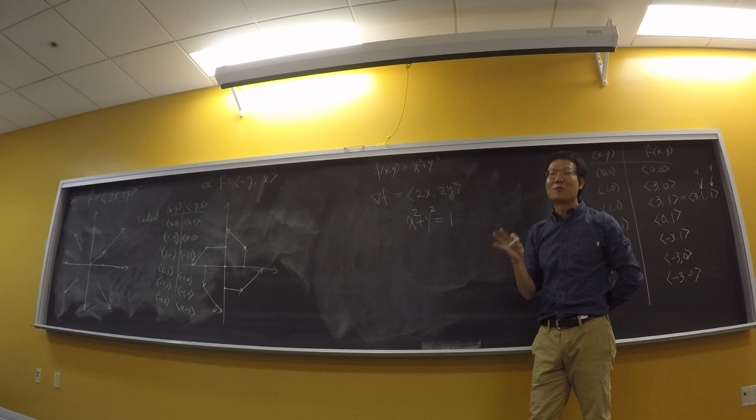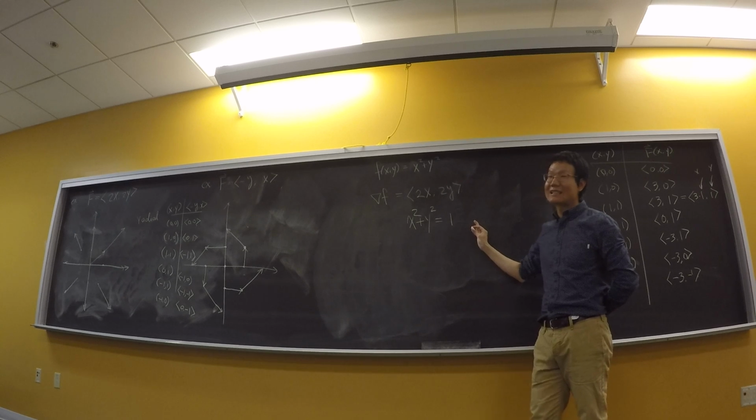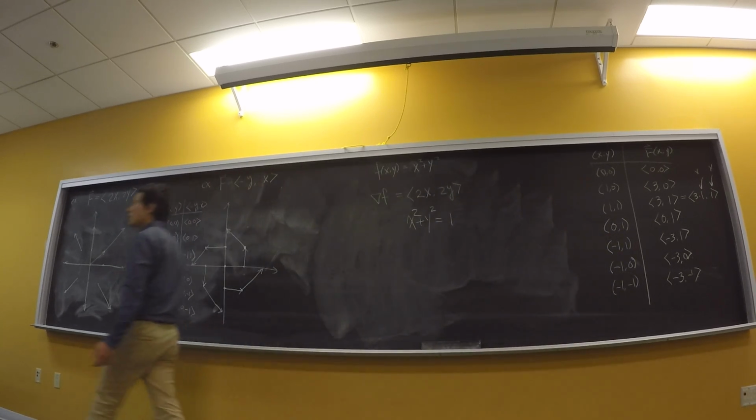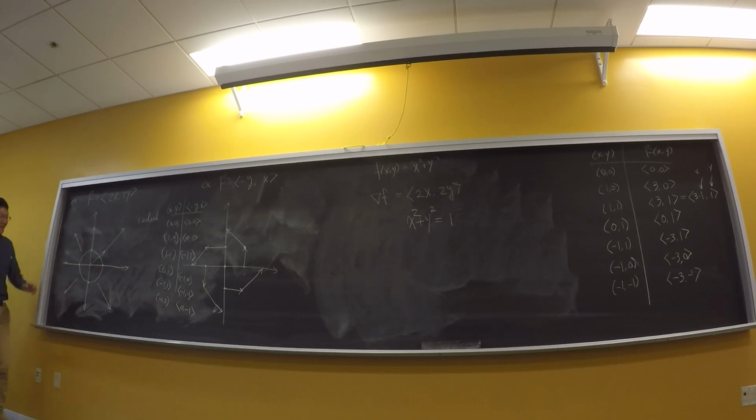So now I ask you, what do we mean by a radial vector field? If a vector field is radial, it is exactly saying the vector field is supposed to be perpendicular to the circles. So if I draw a circle right here, these 4 points are exactly on the circle x squared plus y squared is equal to 1.